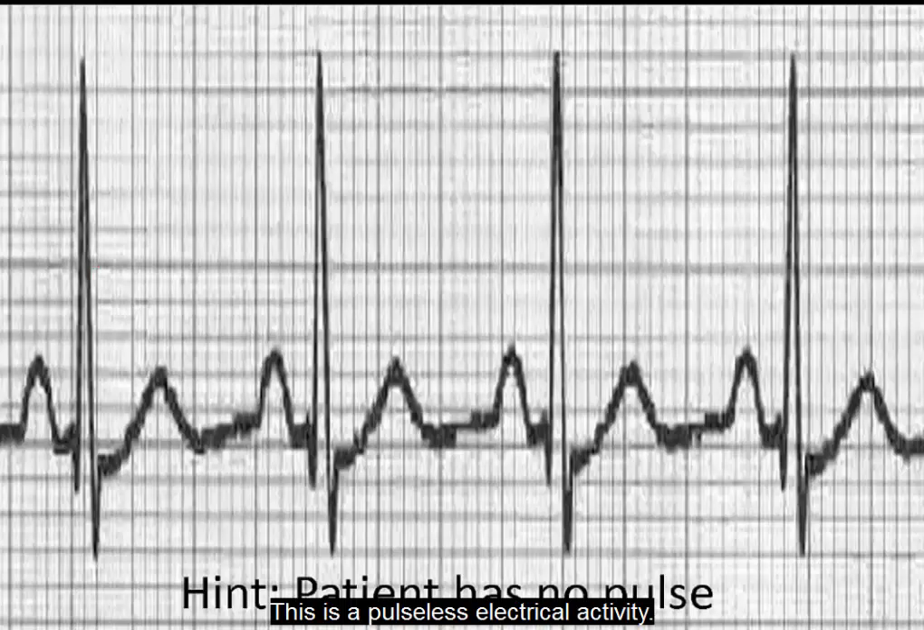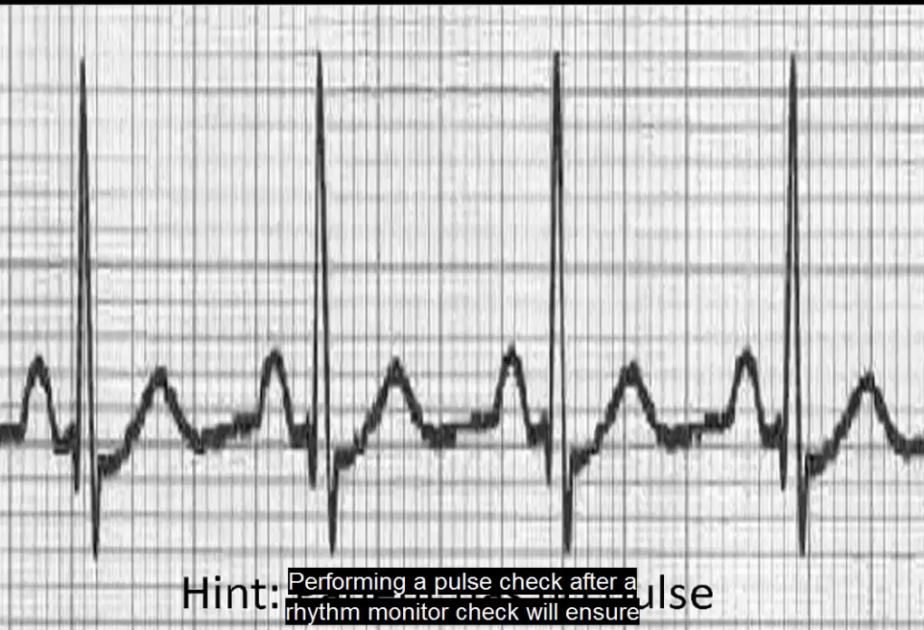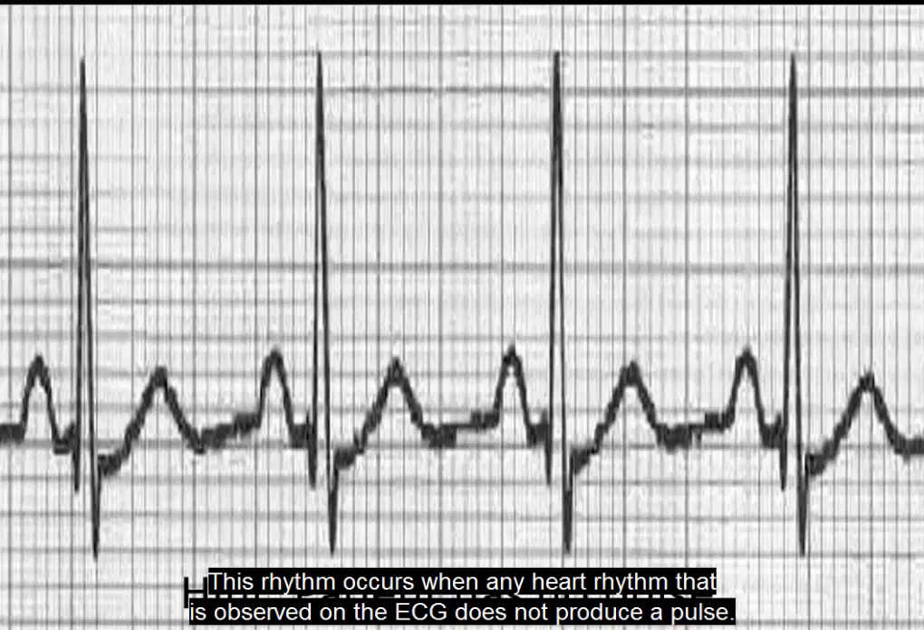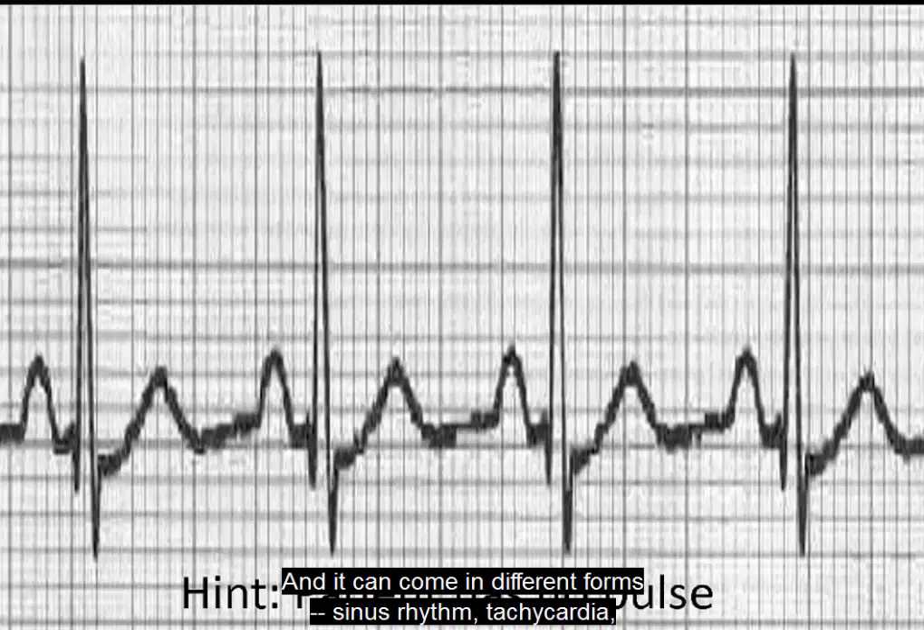This is a pulseless electrical activity. Performing a pulse check after a rhythm monitor check will ensure that you would identify a pulseless electrical activity in every situation. Any waveform without a pulse is pulseless electrical activity. This rhythm occurs when any heart rhythm that is observed on the ECG does not produce a pulse, and it can come in different forms.